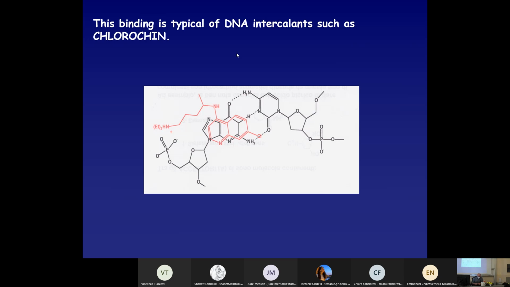You know that in the DNA there are a lot of bases rich in electrons. So it is possible to have molecules able to interact with these electron clouds because they are poor in electrons. So this is an example. Chloroquine is an antimalarial agent, and it is able to interact with the DNA bases by this bond.